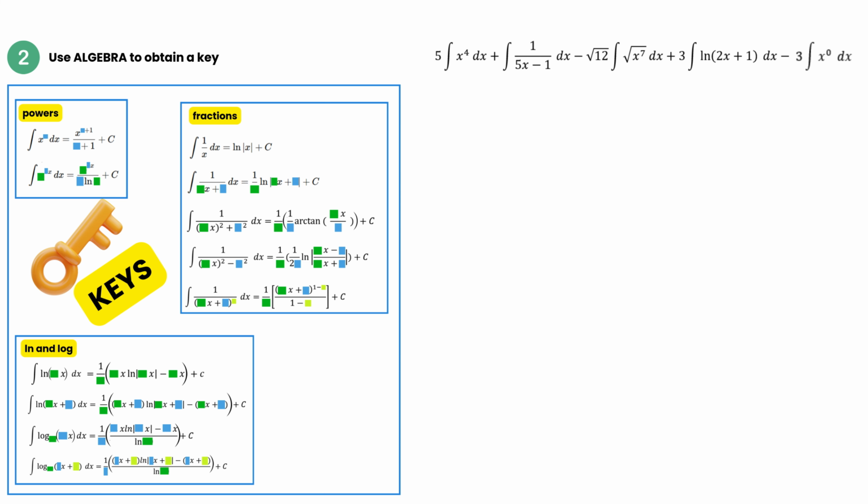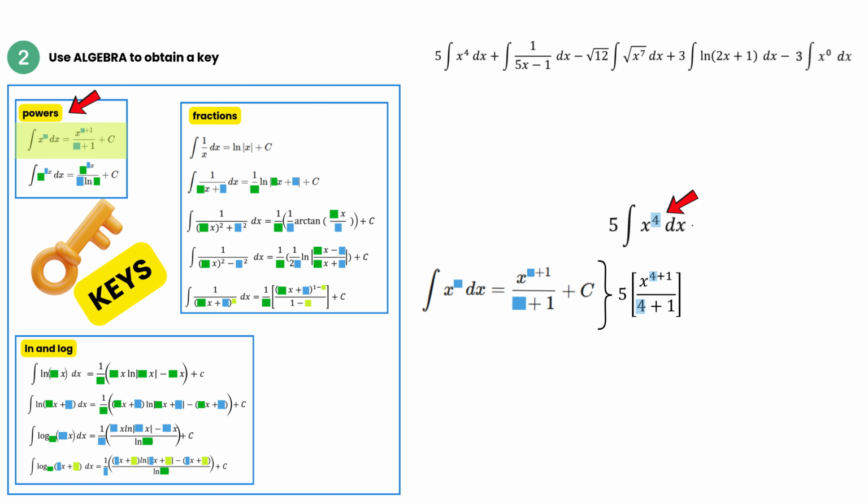Looking at our example, we see the first term has a power, so we look at the power keys and we can immediately see, without any problem, that our integral matches the very first key. What we do now is write it in the key. The key says add 1 to the exponent and then divide by the original exponent plus 1. Note carefully that we do not add plus c yet. We only do that right at the end. The 5 that stood in front of the integral now simply stays fixed in front of the key's answer.